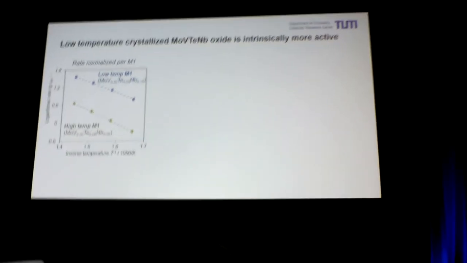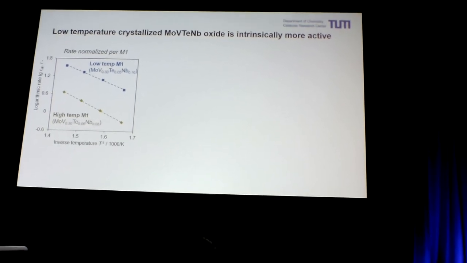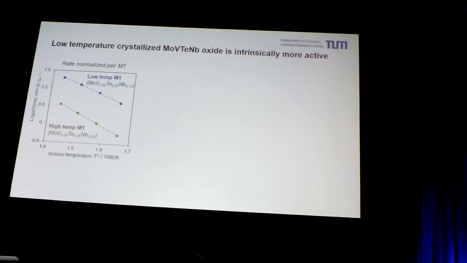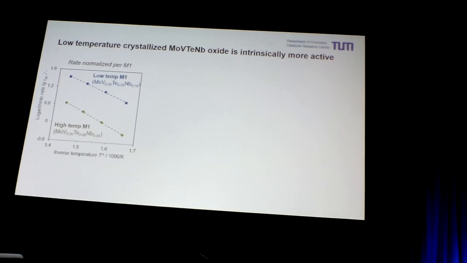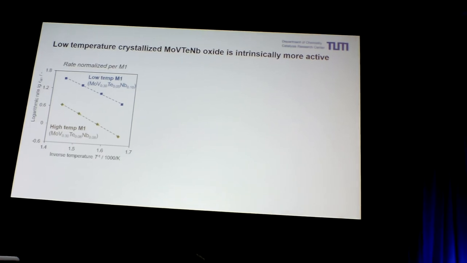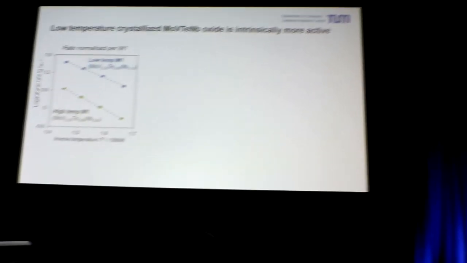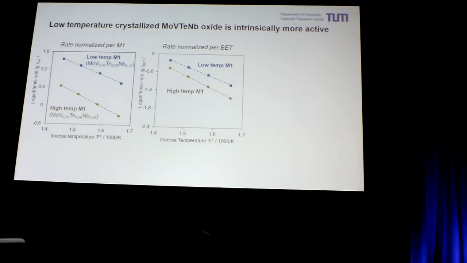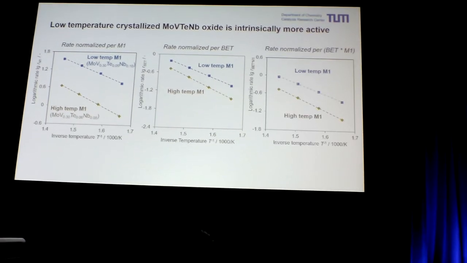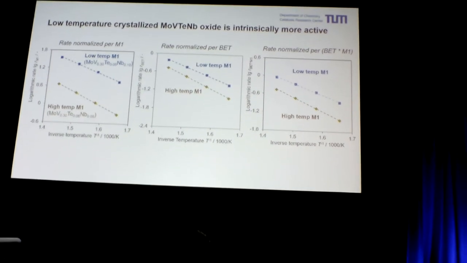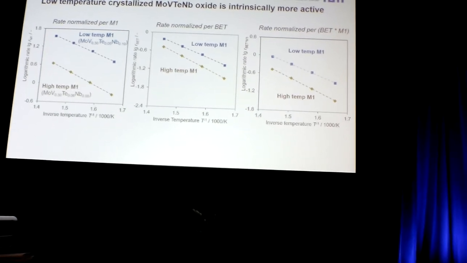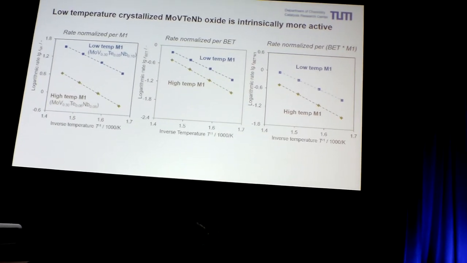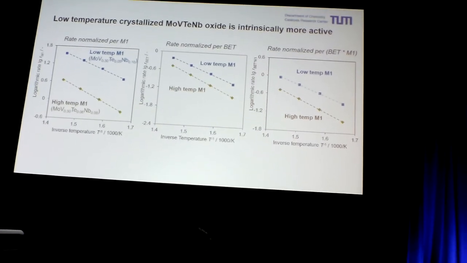So, of course, we tested the activity of this material, and here it is compared: the M1 crystallized at low temperatures versus M1 crystallized at high temperatures by the standard synthesis method. You see here the rates are normalized per M1 content, and we have increased the rates significantly. One can think that, of course, we have increased the surface area quite a lot. That could be the main reason. If we normalize per surface area, we still see that we have a higher activity in the low temperature crystallized M1. And if we normalize by both surface area and M1 content, we can tell that the intrinsic activity of our material prepared by the new method is higher than M1 particles crystallized at high temperature.